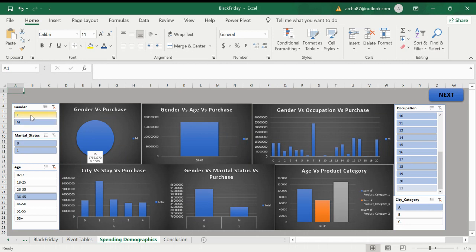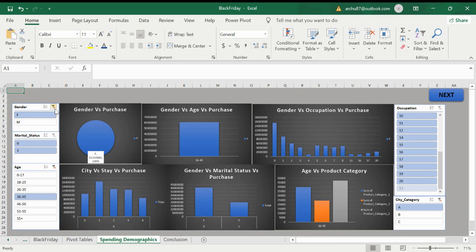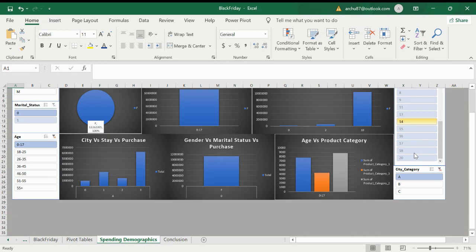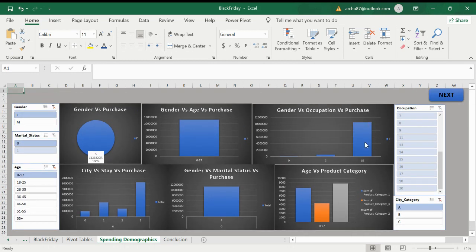So let's see for the female category. With the same option, 0 to 17, we can see that the occupation 10 is purchasing more, and also those who are staying more than 3 years, around 3 years, are purchasing more. And they are unmarried. And again, the product 2 category rules.